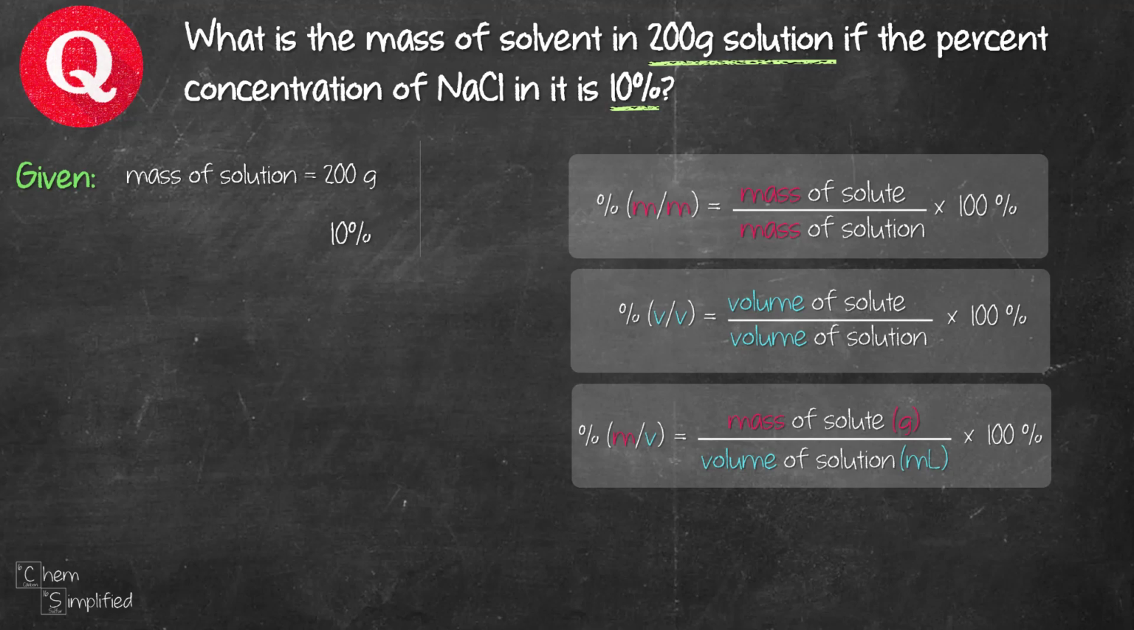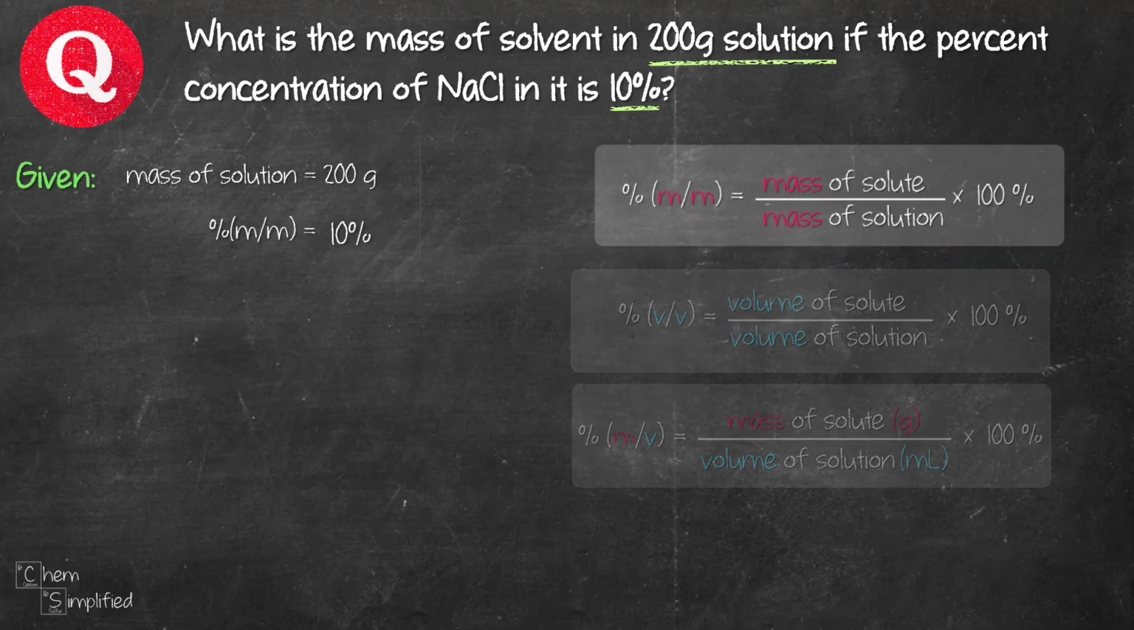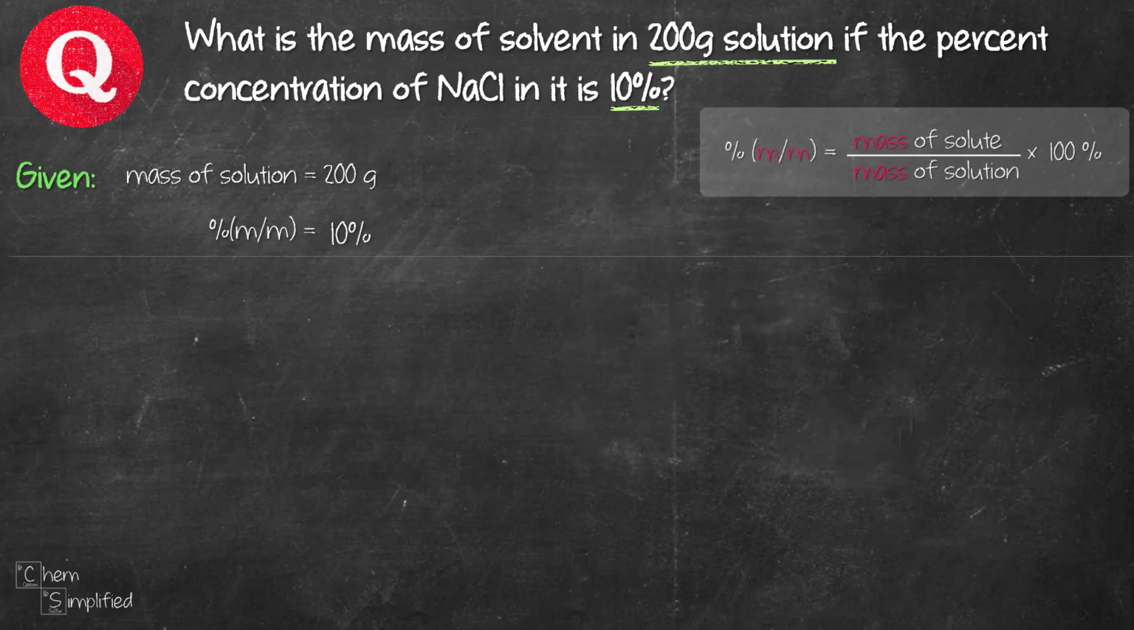We're given the mass of the solution. So if we were to look at the formulas, the only formula that has mass of solution would be the first one, percent mass. So that means the percent that we're given is the percent mass. We're going to proceed with that, and we're going to use that formula. Now the next thing we want to do is figure out what we're asked to find, which is the mass of the solvent. Let's come up with a plan before we go ahead and solve it. It's always good to have a plan.